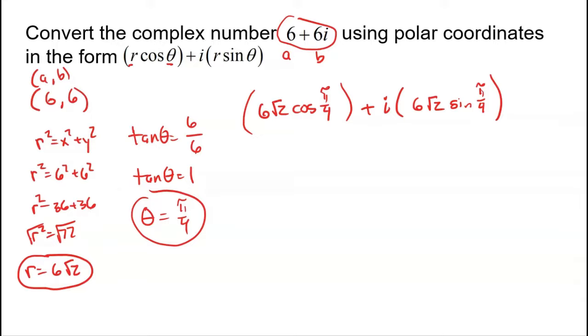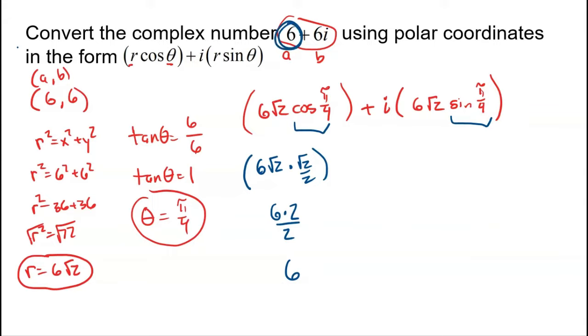Now, one thing we could do with this problem is easily check our work by figuring out what cosine of pi over 4 and sine of pi over 4 are. So again, if we have 6 radical 2, and I hope everybody knows cosine of pi over 4 is radical 2 over 2, now all I have to do is multiply that out. That's 6 times 2 over 2, since radical 2 times radical 2 is 2. That's 12 divided by 2, which is 6. Oh yeah, that's the 6 I had right here. Same thing back here next to the i.